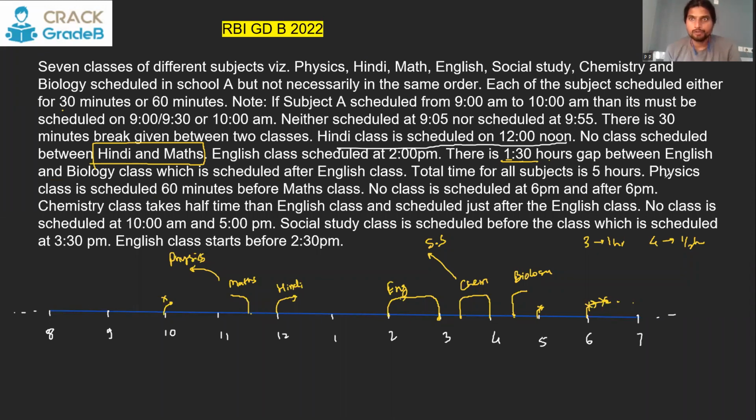It says physics class is scheduled 60 minutes before maths class. That means if maths started at 11, let's say, because maths is to end at 11:30, then physics would have to start at 10, but that is not possible because no class is scheduled at 10. That means maths should be the 1 hour class. Maths started at 10:30 and physics started then at 9:30. Physics is the one that started at 9:30. So this is the time physics started.